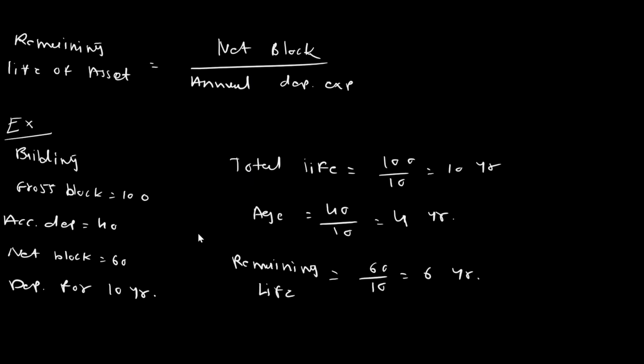Let's understand with the example. Suppose I have a building, gross block is 100, accumulated depreciation is 40, net block is 60, depreciation 10 per year. So total life of the building is 100 divided by 10, 10 years. Age is calculated by accumulated depreciation divided by annual depreciation. 4 years is the age of the building, and the remaining life is net block divided by depreciation value. 6 years is the remaining life of the building.